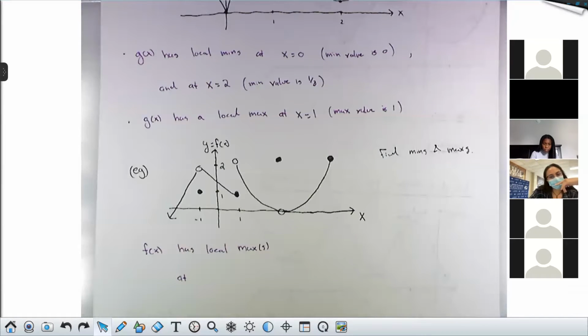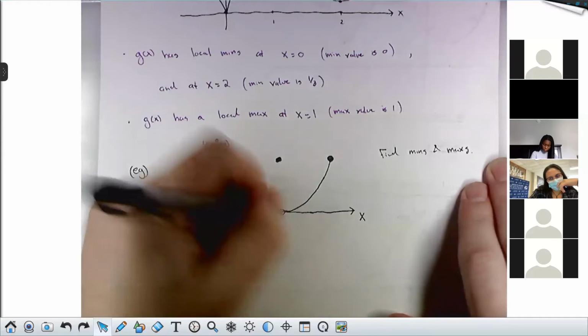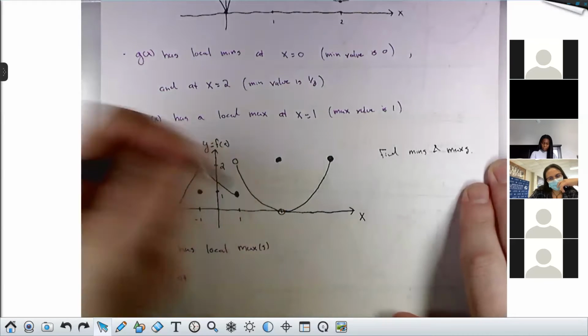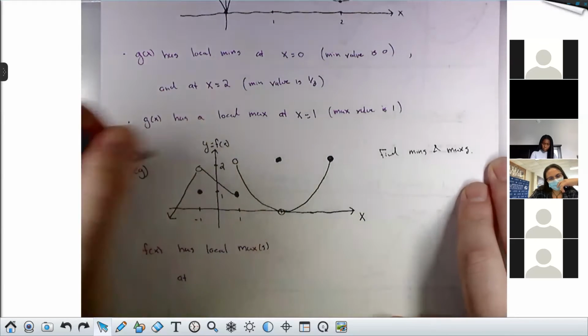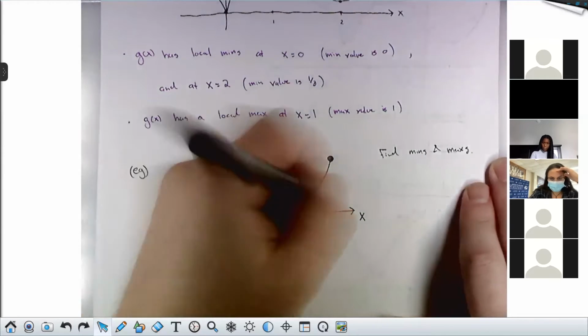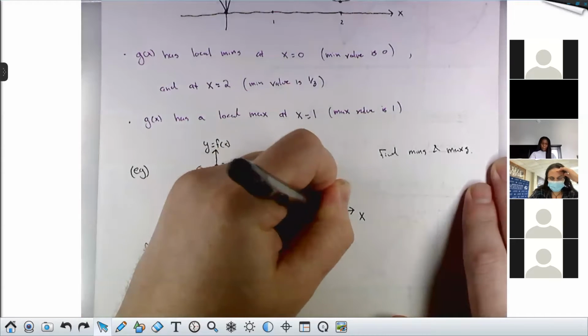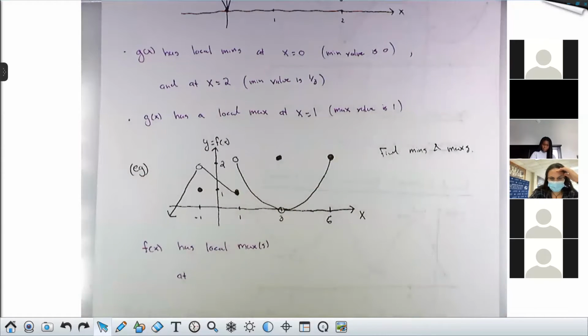One. I need to label some other stuff here. We actually do not have a local max at 1. I see why you might think that, but it's actually not the case. Let me label these as 3 and 6 also here. Wouldn't the local max be at -1? Also tempting, right? So here's the game.